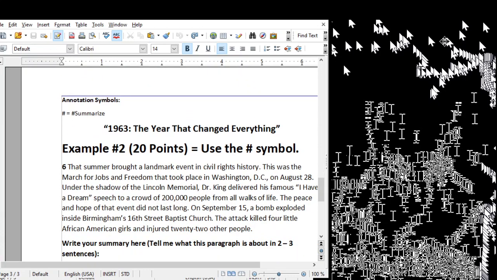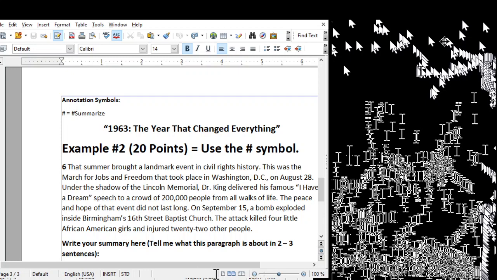You are to only use the hashtag symbol, which means you are to summarize. You are to read this paragraph and you are to put it in your own words. So that summer brought a landmark event in civil rights history. This was the March for Jobs and Freedom that took place in Washington, D.C. on August 28th. Under the shadow of the Lincoln Memorial, Dr. King delivered his famous I Have a Dream speech to a crowd of 200,000 people from all walks of life. The peace and hope of that event did not last long. On September 15th, a bomb exploded inside Birmingham's 16th Street Baptist Church. The attack killed 4 little African-American girls and injured 22 other people.